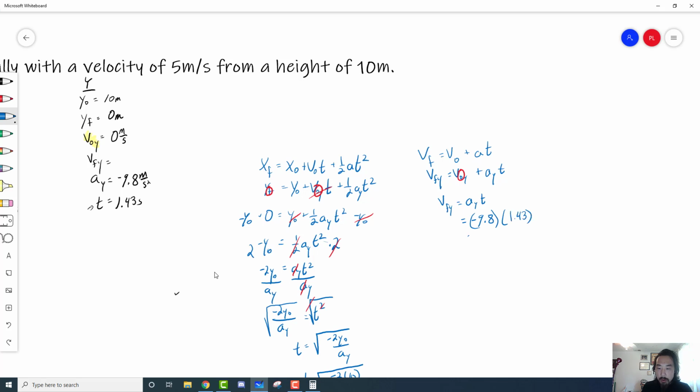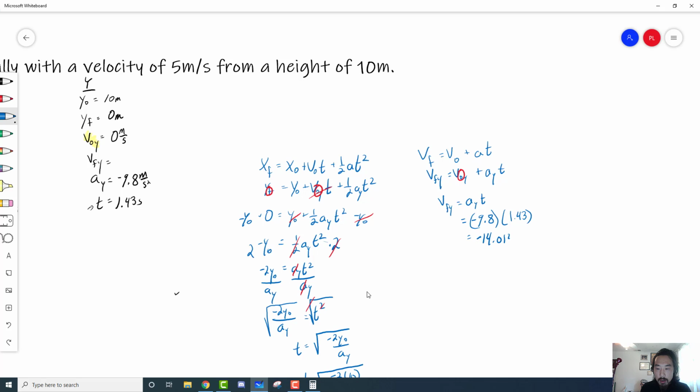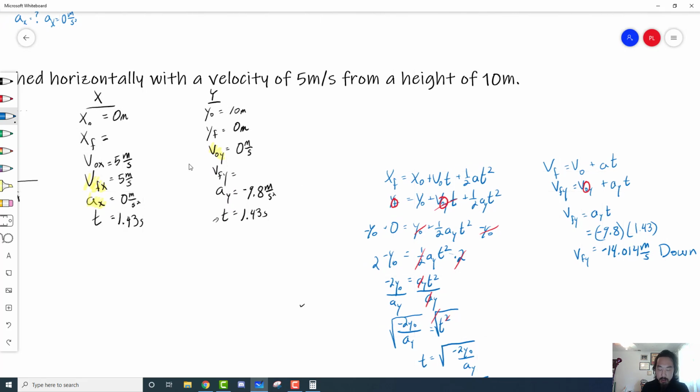So we know that the final y velocity, now this is not the total, but the final y velocity is negative 9.8 times 1.43, which is negative 14.014 meters per second. Now remember that negative, because we're in the y-axis, means that the object is moving in the downwards direction. So let's write that in right here. Negative 14.014 meters per second. All right, so we have our entire y table filled out.